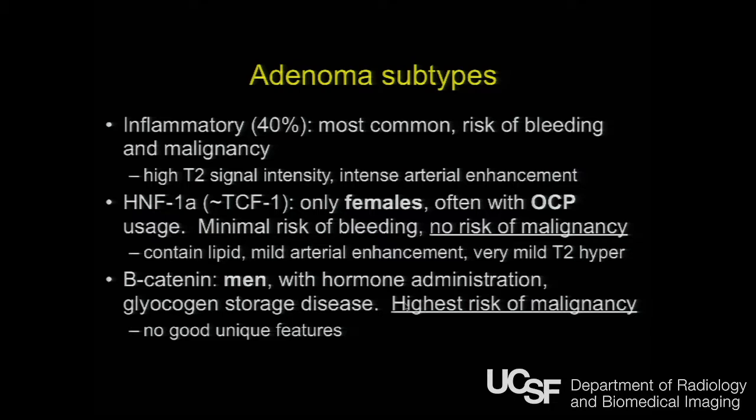And then finally, we have this beta-catenin type. This is the more aggressive looking ones. It has macroscopic fat and hemorrhage. It's most commonly in men and patients with glycogen storage disease, and this one doesn't have good unique features, but luckily it's the least common. So again, inflammatory: T2 hyperintensity, arterial enhancement, has a risk of bleeding and malignancy, whereas the HNF1 alpha contains microscopic fat in women on oral contraceptives.